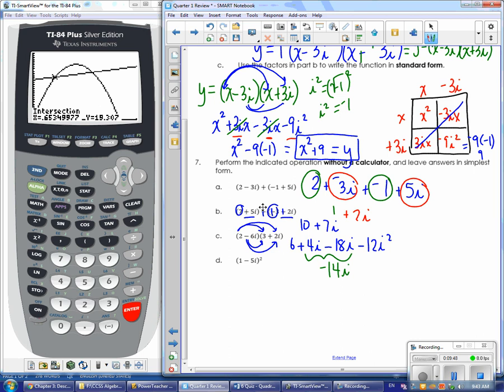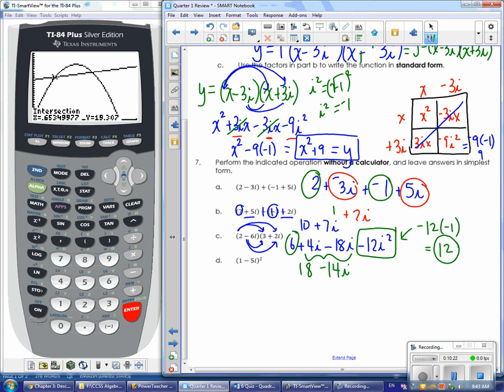The other thing I want to notice is this expression right here. Remember, i squared is a real number. It's negative 1. So this quantity is just negative 12 times negative 1, or positive 12. And that means that I can combine my 12 and my 6 together to get 18. And so when I multiply two complex numbers, as long as they are not conjugates, I should get another complex number. Let's take a look at the last one.